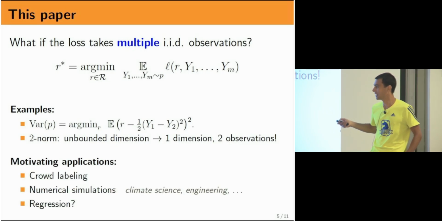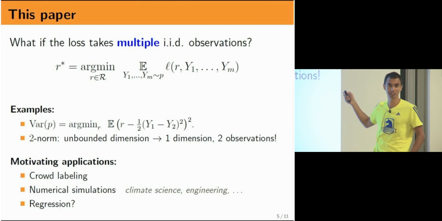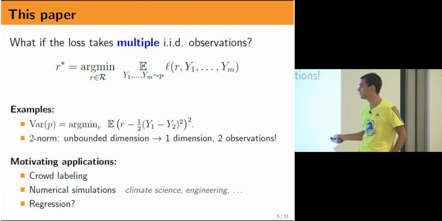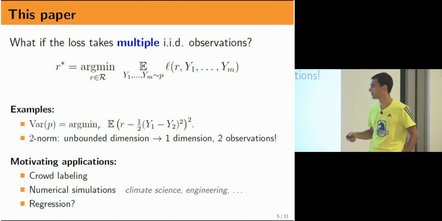But we do have in mind a few possibilities for when you might expect to get these multiple observations. So crowdsourcing could be an example, or numerical simulations. And I'll try to talk a little about regression at the end.